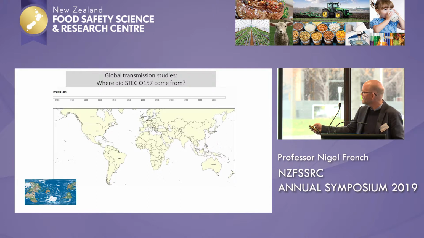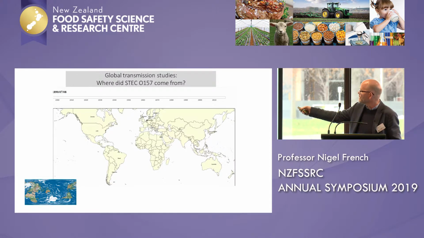The next one is a time series. It's starting actually from the beginning of the 20th century. But what it'll show is the predicted movements of E. coli O157 around the world. And you can look, fortunately New Zealand is on the map, you can look to see where and when it came into New Zealand.